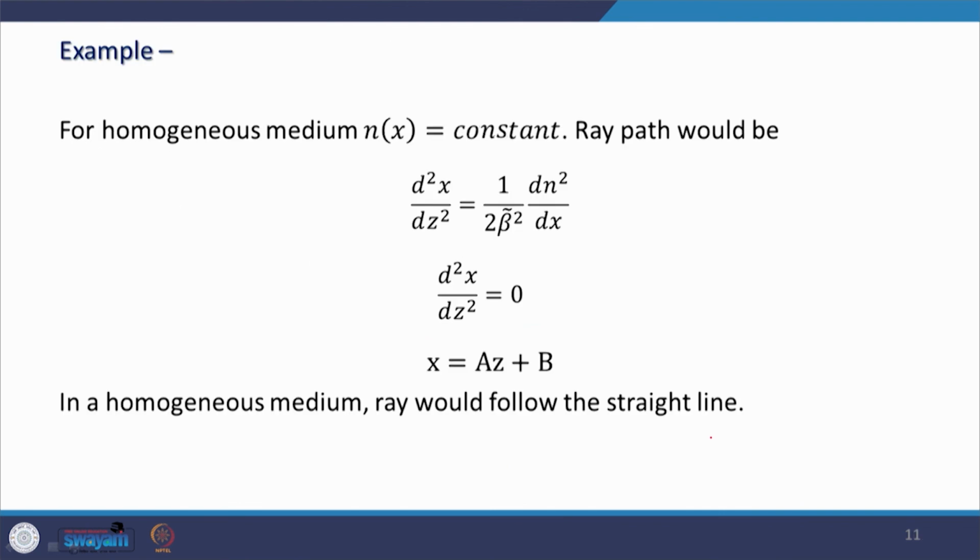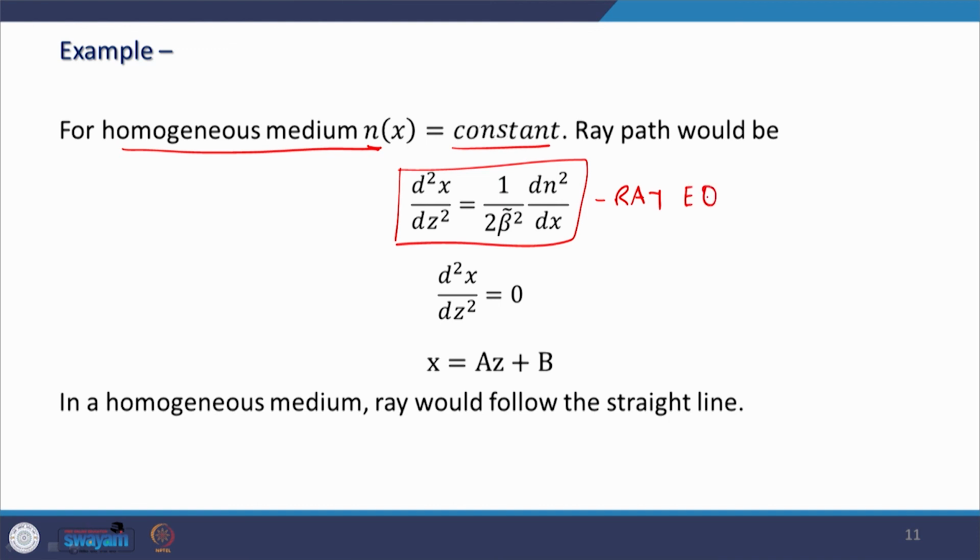Suppose we have a homogeneous medium, for which the refractive index, which is a function of x, would be constant, because in a homogeneous medium the refractive index does not vary. Then how to decide the ray path? To decide the ray path, we will start with this ray equation. Since n is independent of x, this term would be 0, and therefore the right hand side of the ray equation would be 0. This is what we are now left with. After substituting, we will get d square x upon dz square is equal to 0.